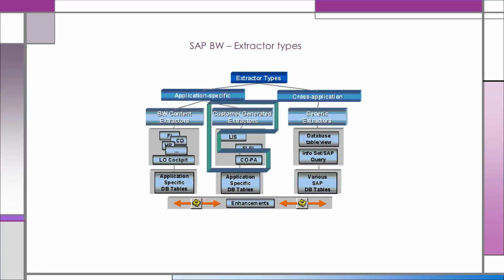To extract, there are different types of extractors available in SAP BW. Let's go ahead and see what the different types are. The extractor types are basically the data you extract from ECC into Business Warehouse. They are divided into two types: one is application specific, the other is cross application. Application specific is again divided into two types: one is a BW content extractor, the other is a custom generated extractor. So let's see what a BW content extractor is.